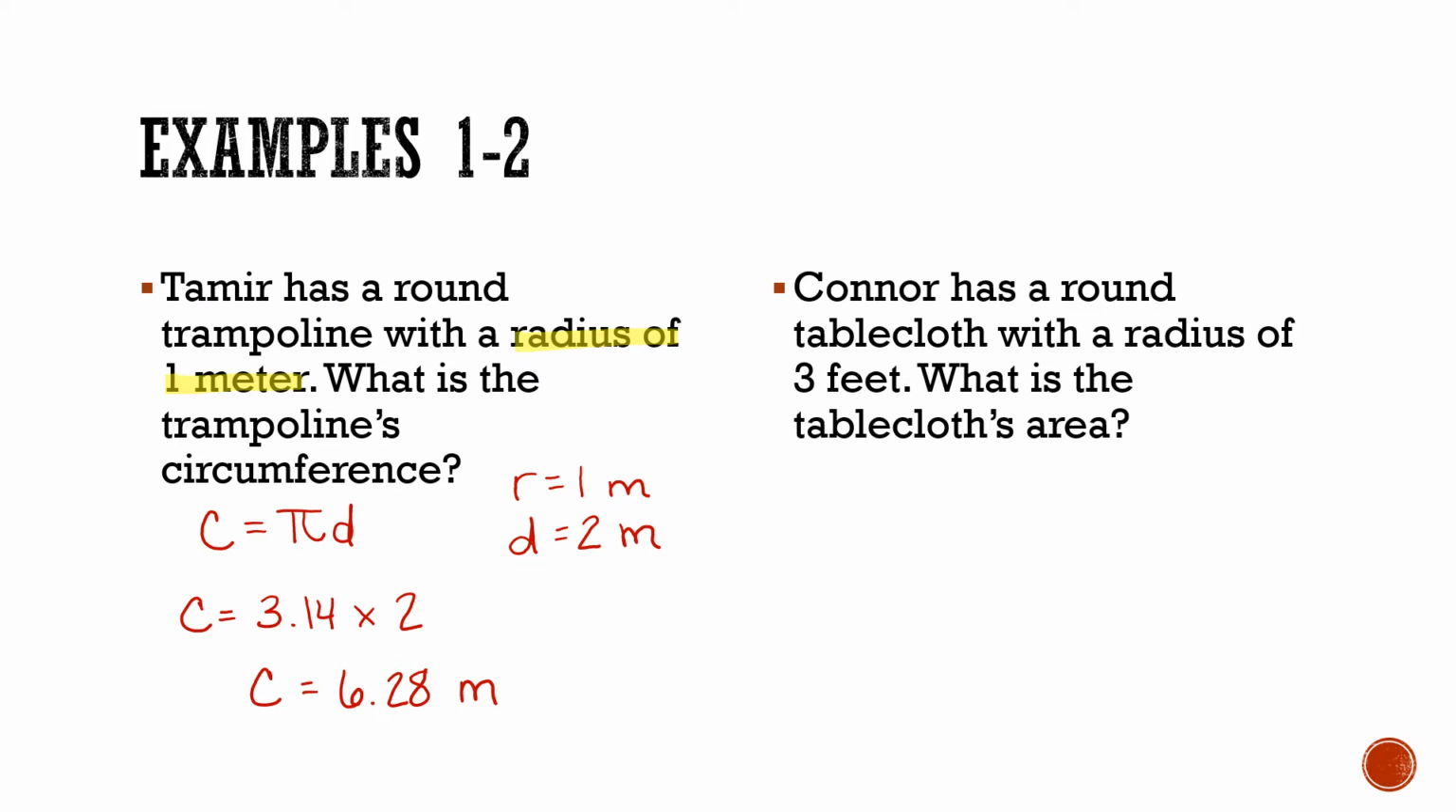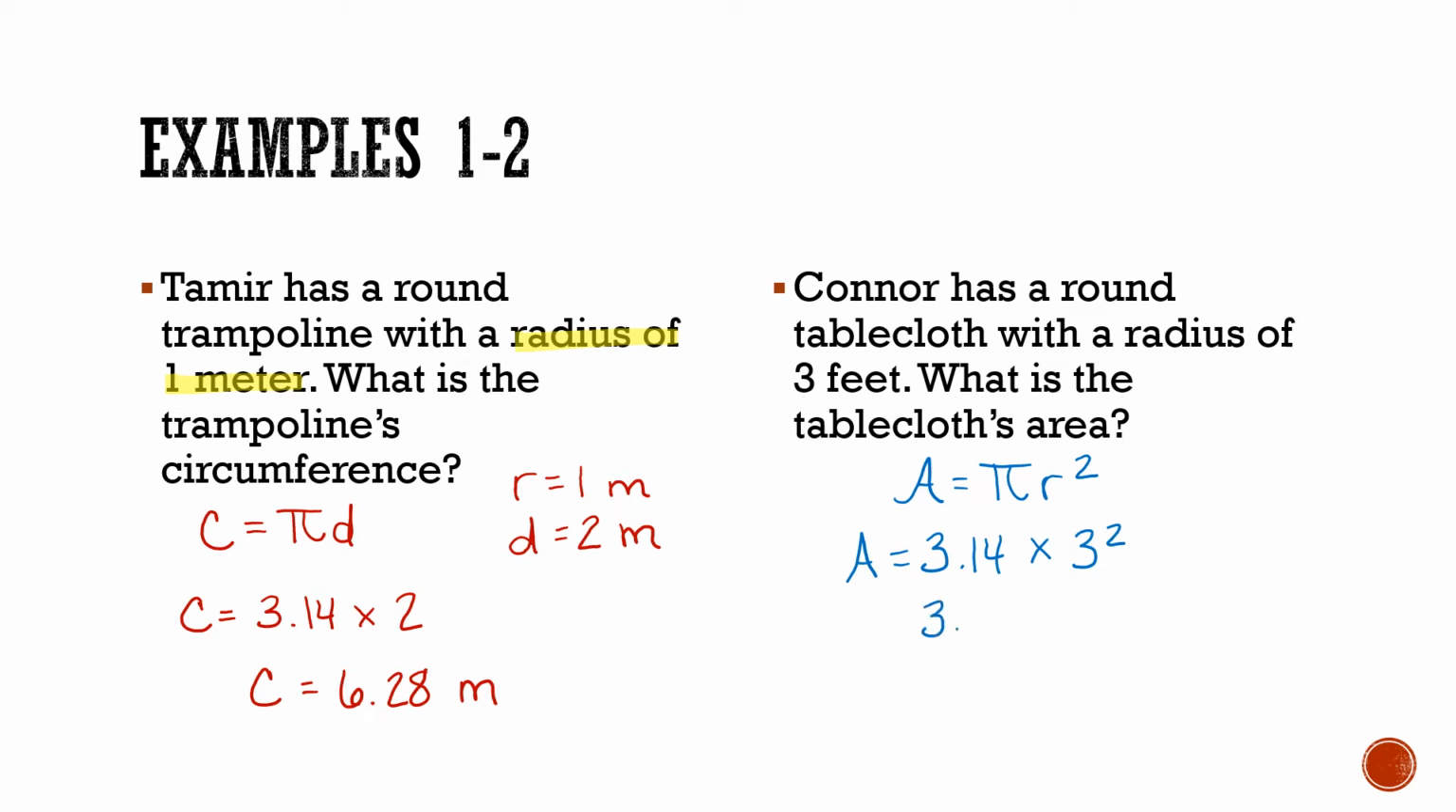Okay, in example 2, it says Connor has a round tablecloth with a radius of 3 feet. What is the tablecloth's area? So I told you we're going to be switching back and forth between circumference and area. So this one is area. So our formula for area of a circle is A equals pi r squared. Okay, so for pi, we're going to use 3.14 multiplied by our radius, which is 3 squared.